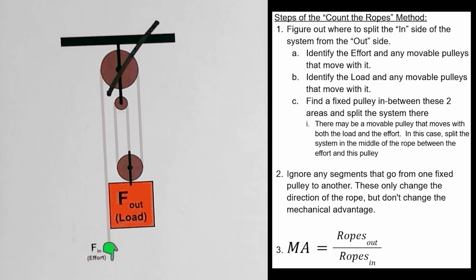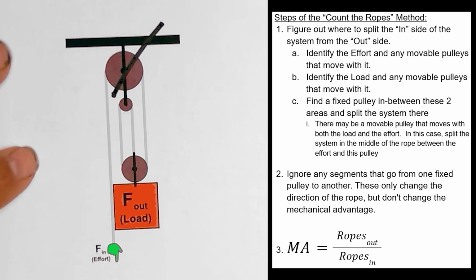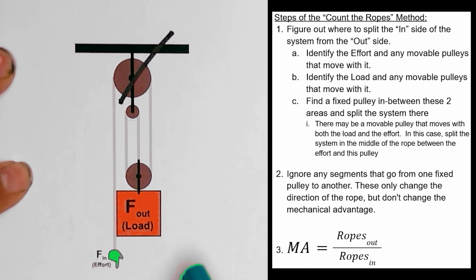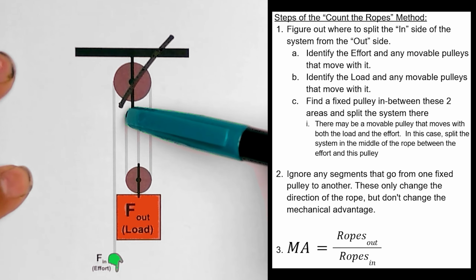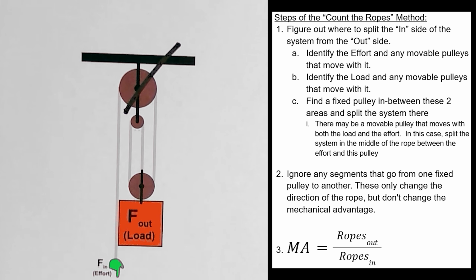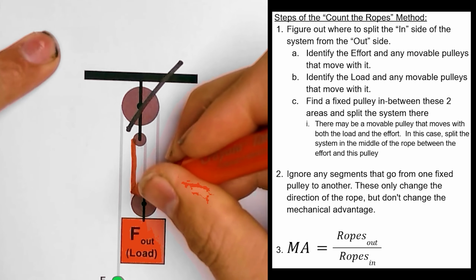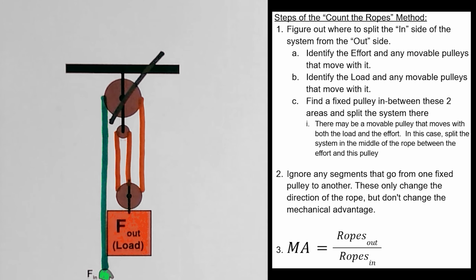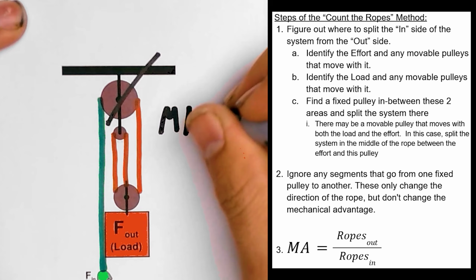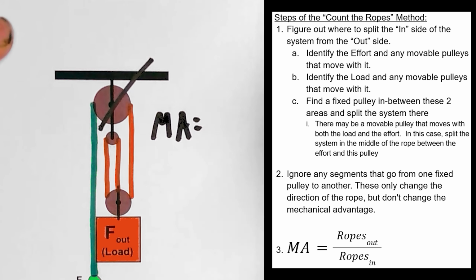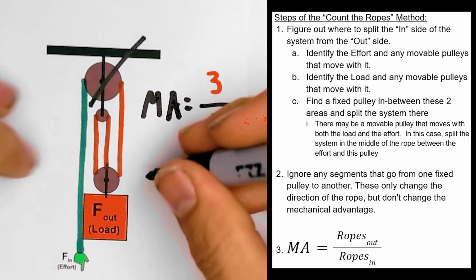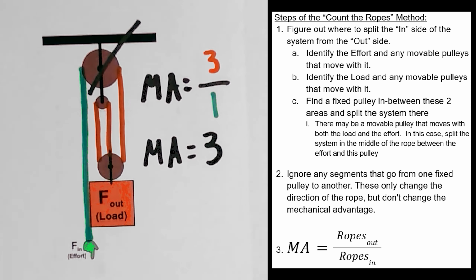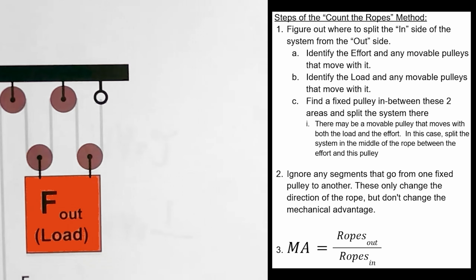So now we'll just mark what we have. Well, first we're going to look for any segments that go from one fixed pulley to another. Let's see, this goes from effort to fixed, fixed to movable, movable to fixed, fixed to load, basically. All right, so that doesn't apply to any of them in this case. So we're just going to color code all of them. And then same deal as before. MA equals ropes out over ropes in. So we've got 3 out this time and still just 1 in. So MA equals 3. Cool. So now, moving on, let's look at this next one.